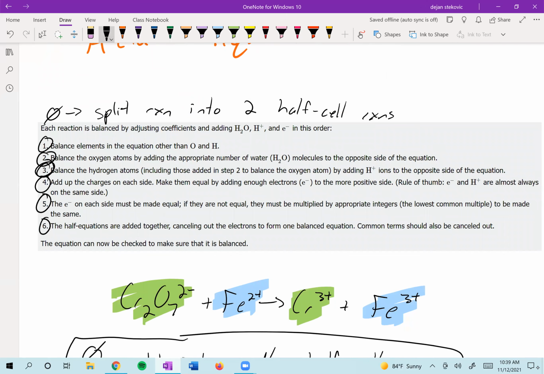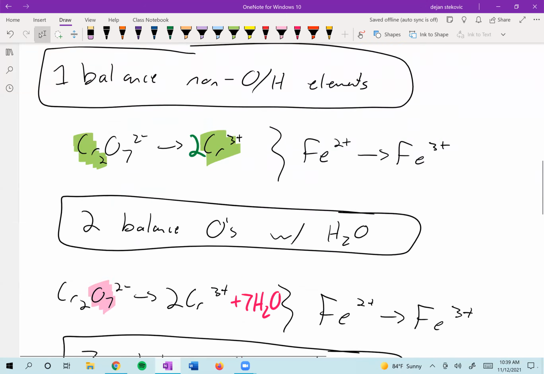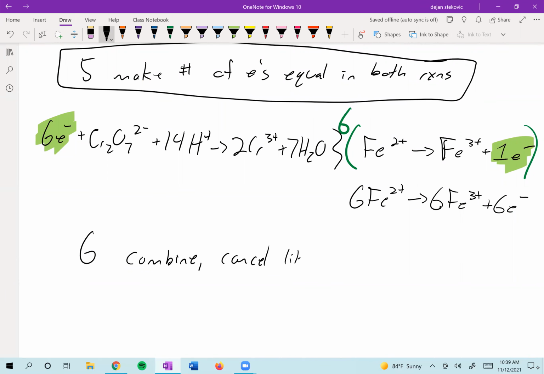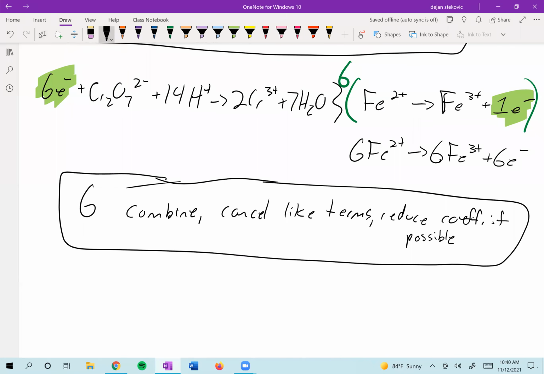Step 6 is the half reactions are added together, canceling out the electrons, to form one balanced equation, right? So combine and cancel out. And there's one additional thing, and that's to reduce if possible. Reduce the coefficients if possible. So your electrons should always cancel out in this step. You should have the same amount of electrons on both sides, and that should basically always happen.